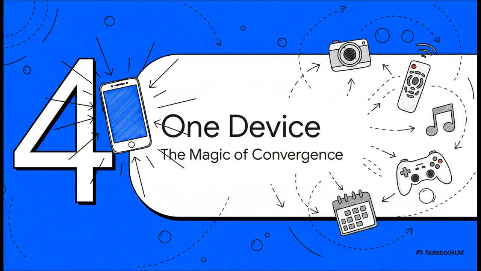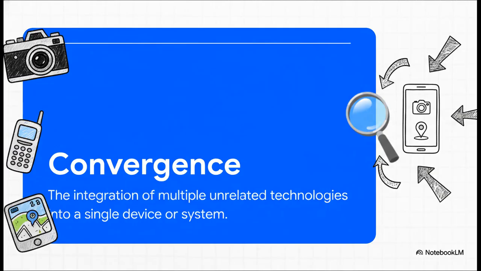What happens when one single tool starts doing the job of 10 different things? Well, that brings us to a huge trend in technology today: convergence. The definition sounds a little technical, but it's a really simple and powerful idea. Convergence is just the trend of taking a bunch of once separate technologies, like a camera, a phone, and a GPS, and squishing them all together into one single device.